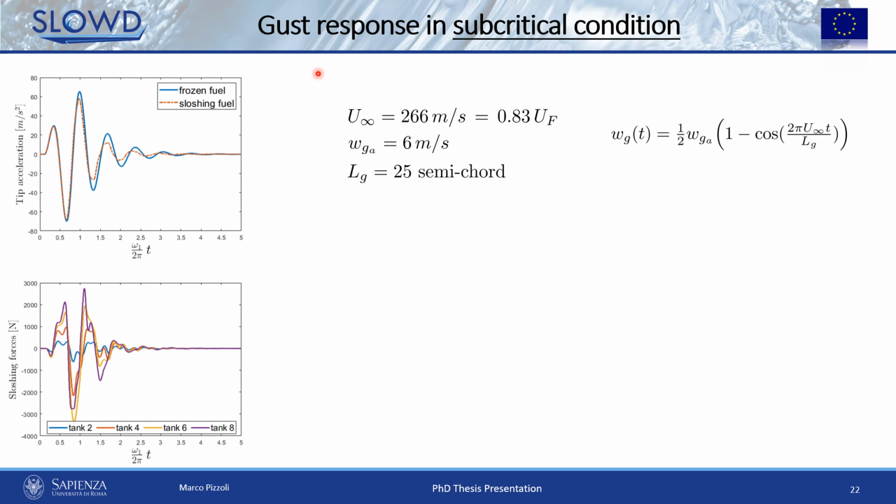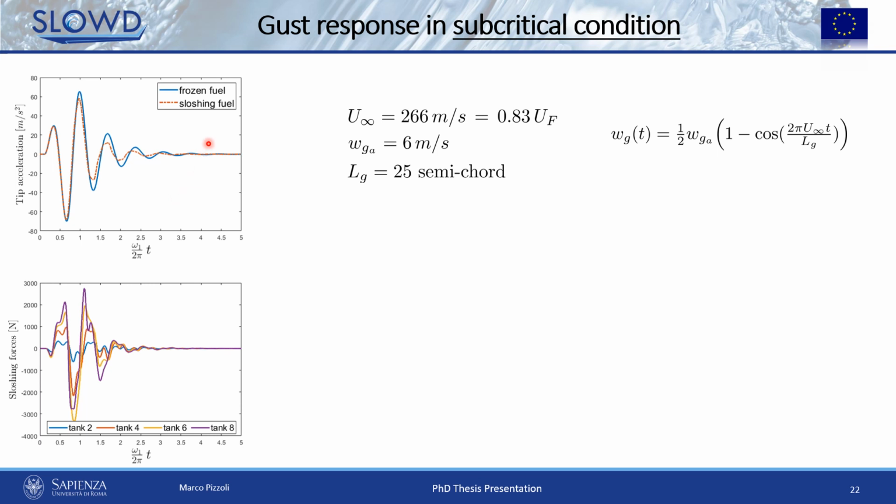So the first response analysis is conducted under subcritical conditions, specifically at a flight speed of 266 meters per second. In this condition, the frozen case is compared again with the sloshing case, in which the neural networks are active. And both systems are stable, as we can see from this graph, in which we can see the trends of the acceleration at the wing tips.